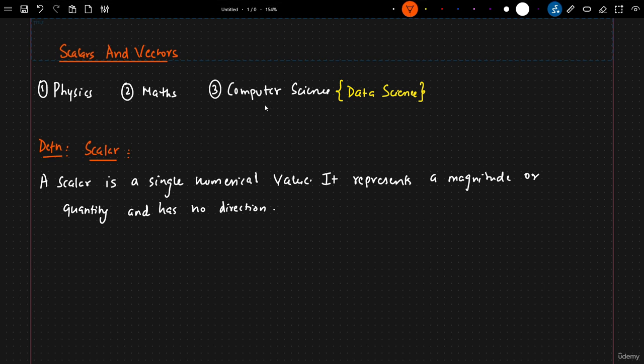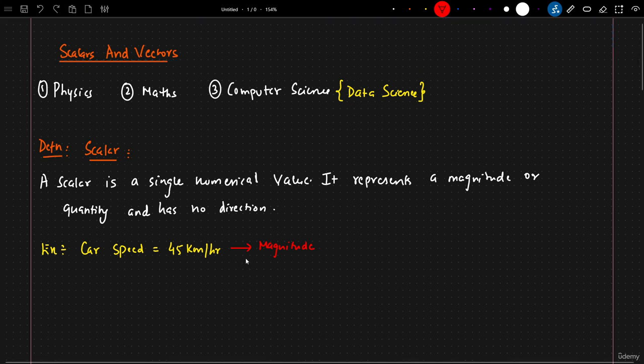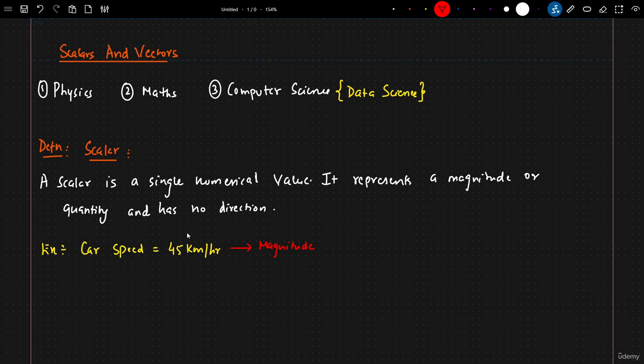Let me take some very good examples so that you'll be able to understand. Let's say I talk about car speed. Let's say the car speed is around 45 kilometers per hour. The value 45 kilometers per hour is specifically the magnitude, and in a scalar you do not have any direction. What is the difference between direction and magnitude? I'll talk about it in some time, but right now you can just consider that a scalar is just a single numerical value.